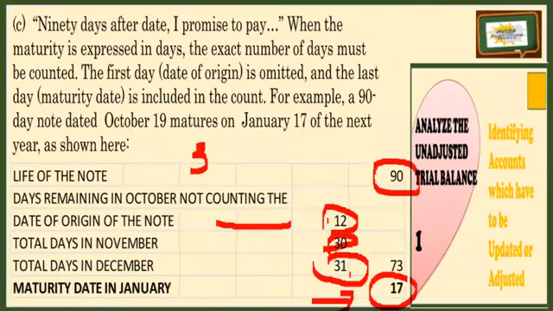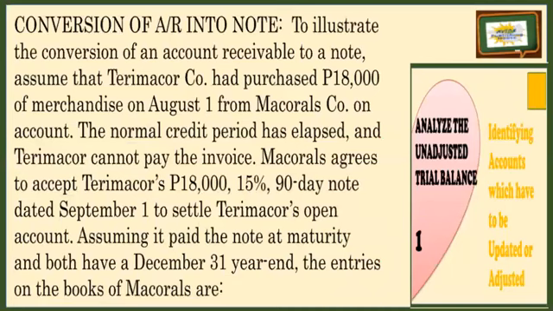So what else do we have? Conversion of an accounts receivable into a note. To illustrate the conversion of an accounts receivable to a note, assume that the Rimacor had purchased 18,000 of merchandise on August 1 from Macoral's company on account. The normal credit period has elapsed and the Rimacor cannot pay the invoice. Macoral's agrees to accept the Rimacor's 18,000, 15%, 90-day note, dated September 1, to settle the Rimacor's open account.